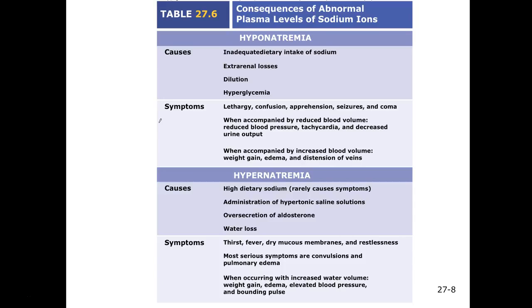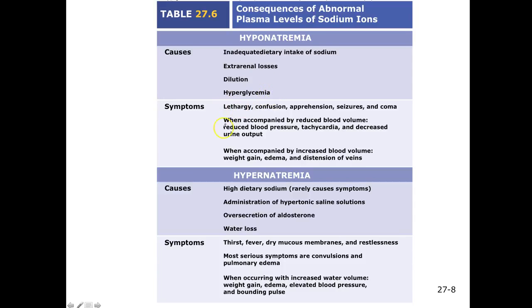sodium in the blood issues. So at the very top we have hyponatremia, and so we said that means we have too little blood sodium. So either we're not getting enough sodium within our diet, which usually that's not an issue here in America. We can have extra renal losses. Maybe we're putting too much sodium within the urine for whatever reason, dilution, or hyperglycemia.